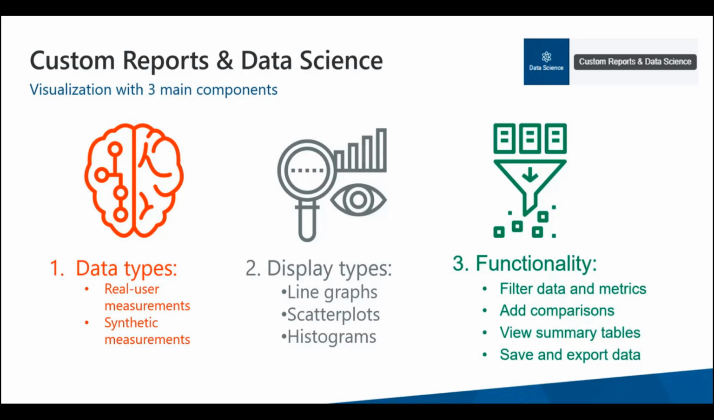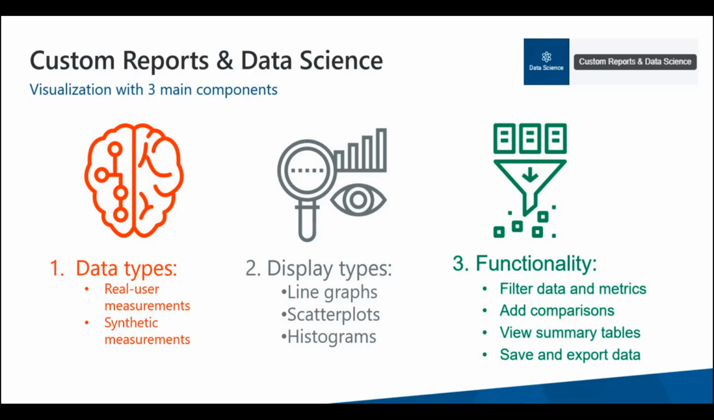All right, so custom reports and data science. What is it? This module of Blue Triangle is basically data visualization that you can customize, and it has three main components. The first thing you're going to do is choose what data type you'd like to create a graph or chart for, real user or synthetic data. The next thing is you're going to choose what kind of graph or scatter plot you'd like to display this data in. You can also choose a histogram as well.